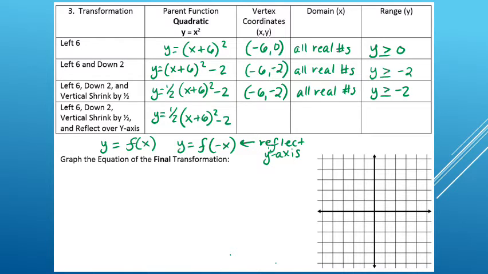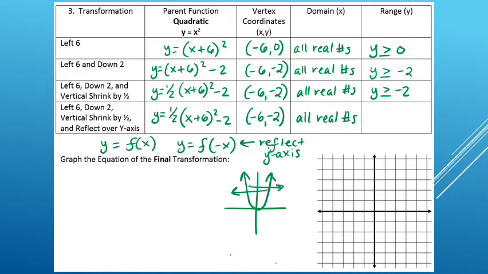And when we think about this, when we reflect over the y-axis, when it comes to the x squared function, it's kind of like it just goes on top of itself, because this goes over here and this goes over here. It just kind of flip-flops. And so really there shouldn't be any change in what we see with our function. So our vertex is going to stay the same at -6, -2. We're still going to have all real numbers as our domain. And again, we didn't flip over the x-axis, so our range also remains the same.